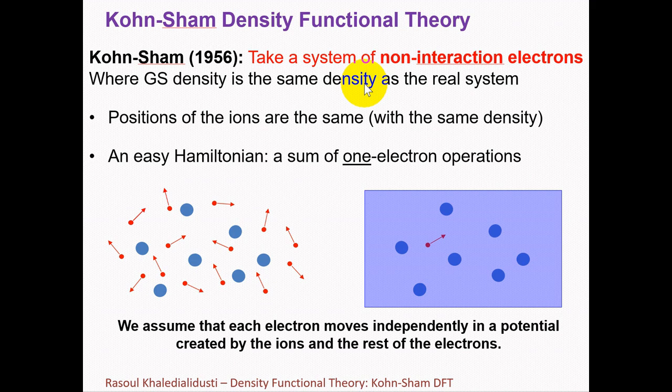So what Kohn-Sham did is they took the idea of single electron orbitals and a system of non-interacting electrons, where the ground state density is the same as the real system and the positions of the ions are the same in both systems. So we assume that each electron moves independently in a potential created by the ions and the rest of the electrons. What we are going to do is write the energy in terms of a simple functional that we know, plus we are going to write everything that we don't know about the correlations and about exchange into one function.